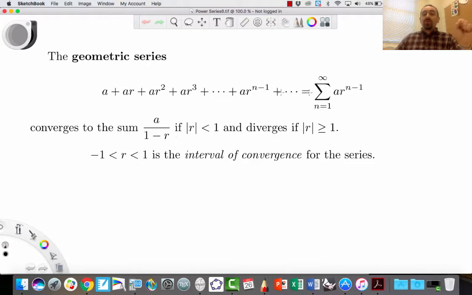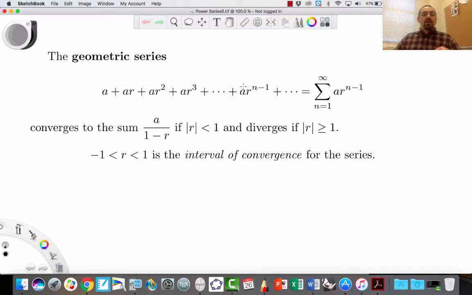We know this will converge to the sum, and we actually know the sum, the first term divided by 1 minus r. So if I add this up infinitely, I get this. We'll talk about a proof of that later. That's going to be true as long as r, in absolute value, is less than 1. It's going to diverge in any other case.